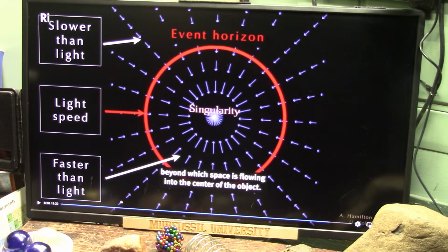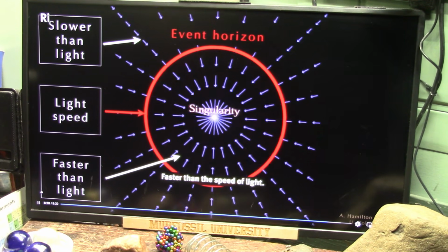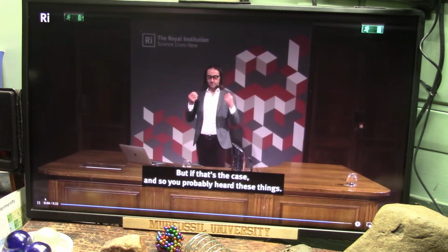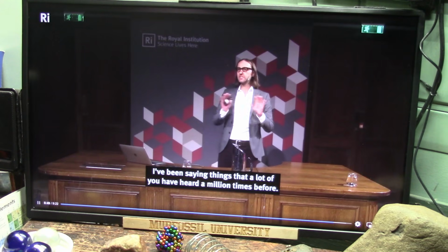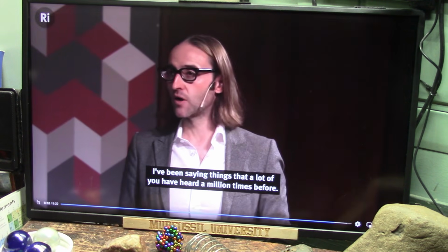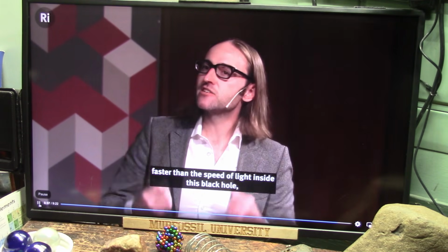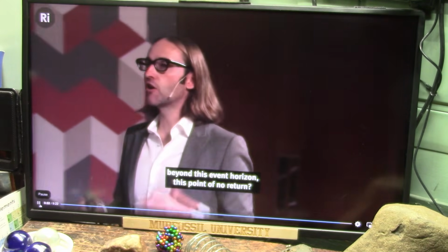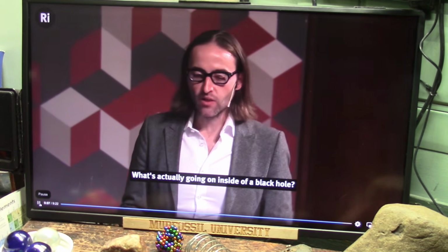Let me come out here. Space flows toward the center of the object faster than the speed of light. So not even light can escape from inside of this black hole. You've probably heard these things. I understand that for the last 10 minutes or so, I've been saying things that a lot of you have heard a million times before. But what does that really mean? If space is flowing faster than the speed of light inside this black hole, beyond this event horizon, this point of no return, what does that really mean? What's actually going on inside of a black hole? That's the $1 zillion question.